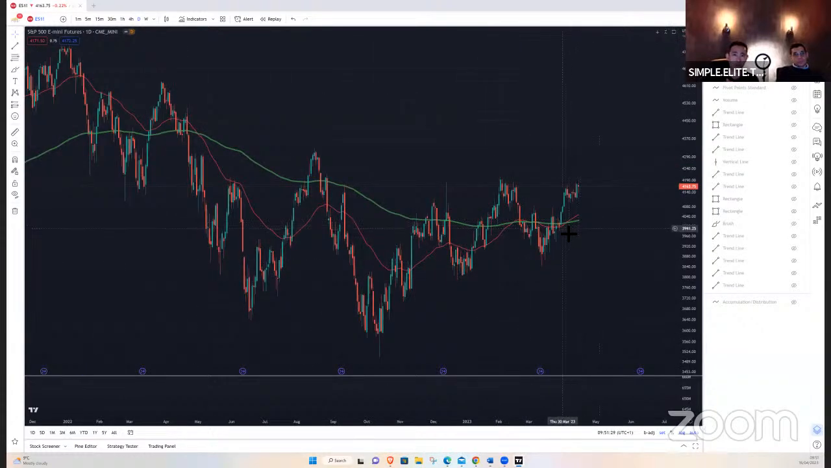When the 50 last ones try to cross over, let me get white color. First attempt failed, but now it crossed back over. I just want you to pay attention to this, the 50 and 200 crossover. When did that happen last time?